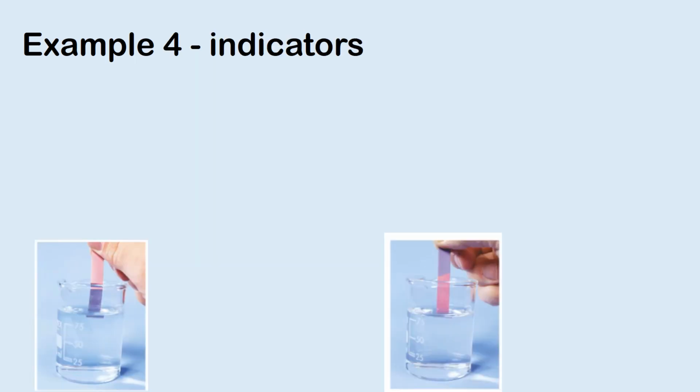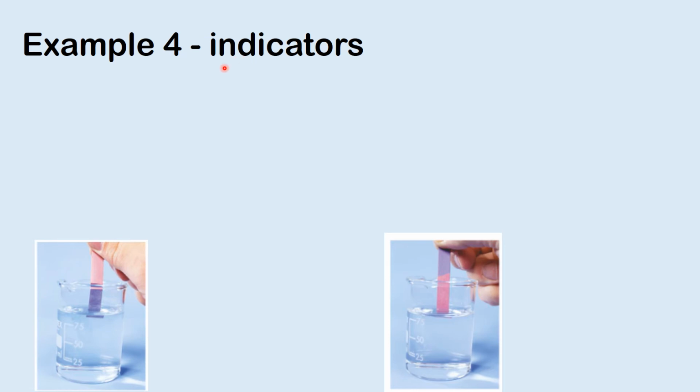Okay, final example is indicators. So all indicators work in a very similar way. You are probably most familiar with universal indicator. Universal indicator is slightly confusing because it's a large range of colors. And the reason it's a range of colors is because it's actually a mixture of lots of different indicators. Indicators are substances that just change from one color to another at a specific pH.